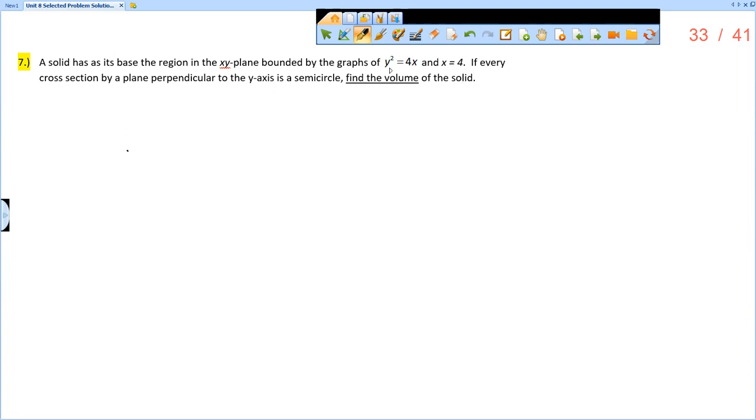First of all, we need to come up with a graph. What is y squared equals 4x? Well, it is a parabola going sideways that has its vertex at 0, 0. If you want to rewrite it, you could say x equals 1/4 y squared. That means it's a wider than normal parabola. And then x equals 4 is a vertical line.